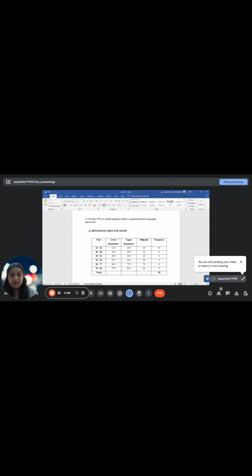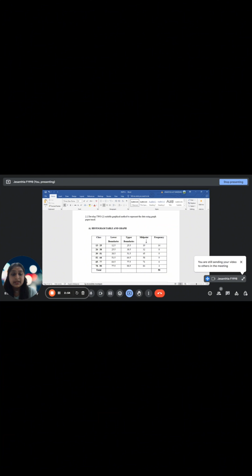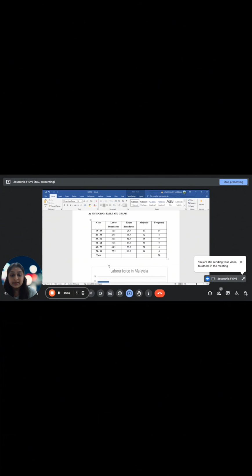For the histogram table, we must have the upper boundaries and midpoint. So, how can we get the midpoint? Lower boundary plus upper boundary divided by 2, we get 19. And repeat the same thing until the last class.